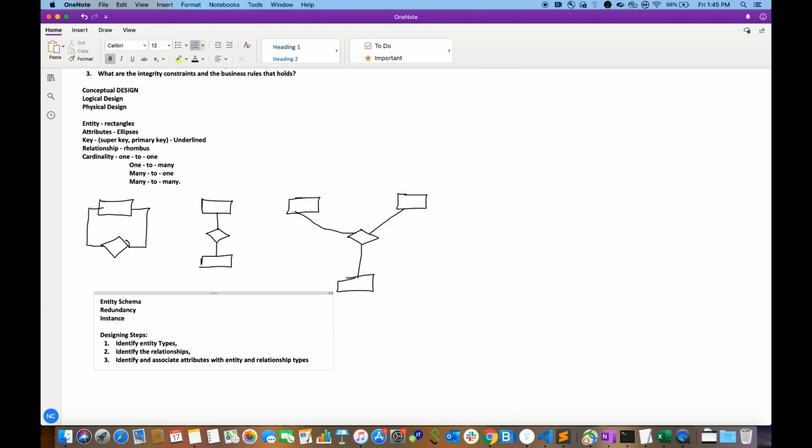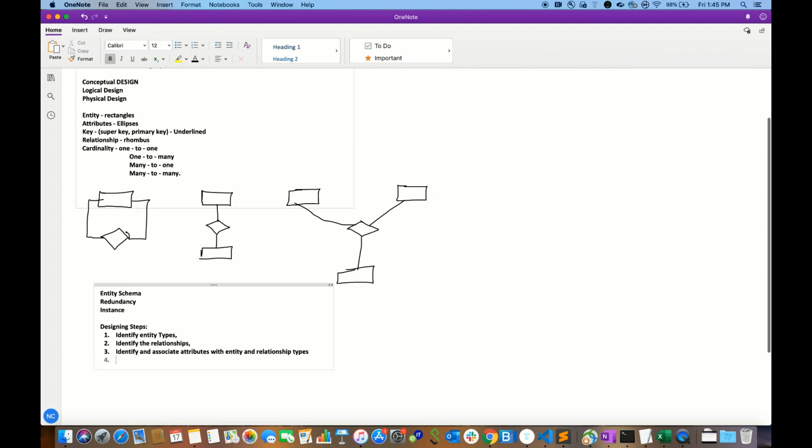And finally, the fourth one. And fourthly, we need to determine attribute domains.